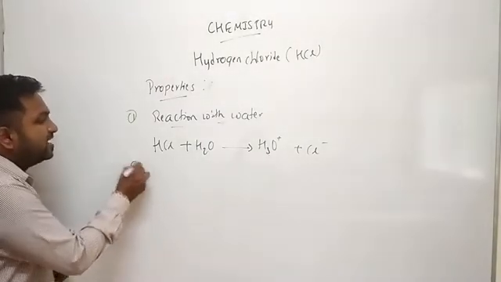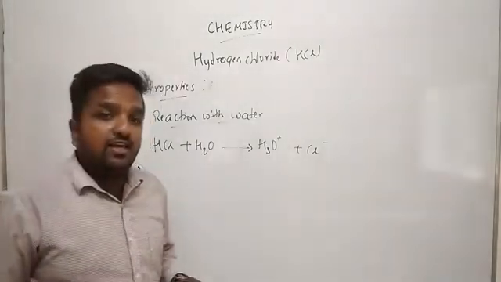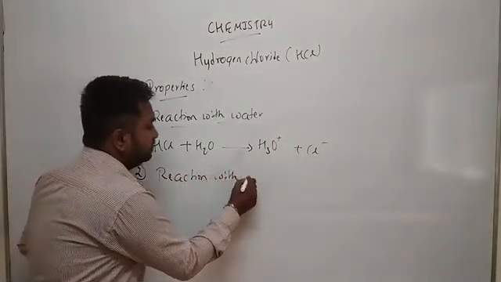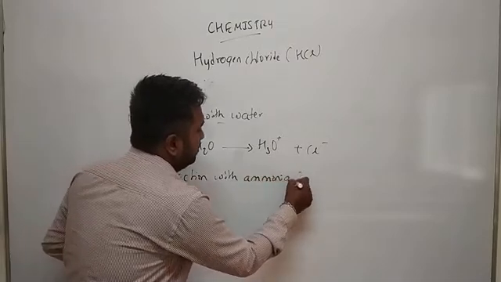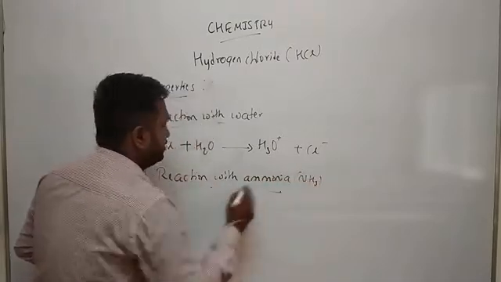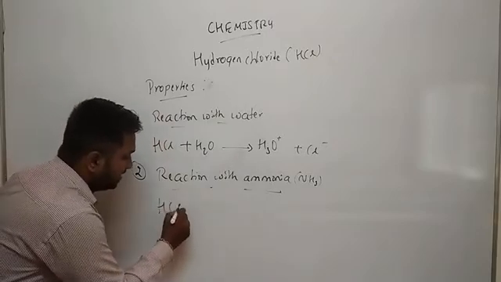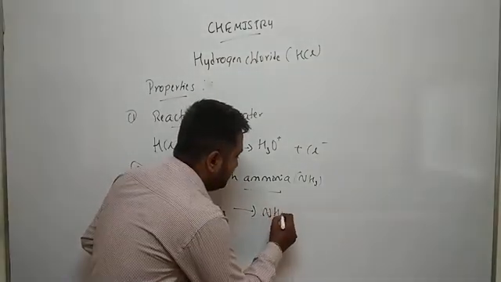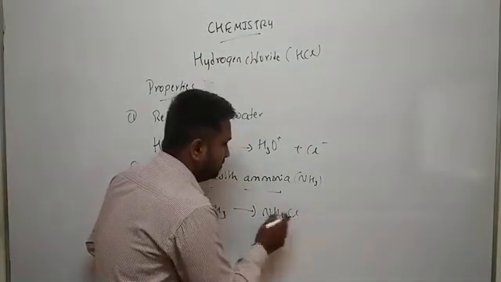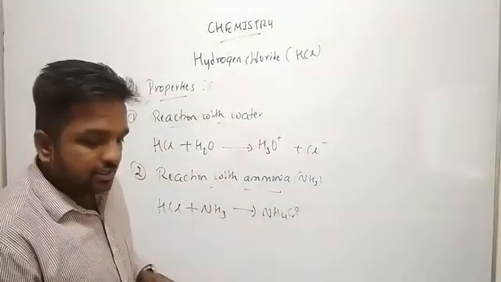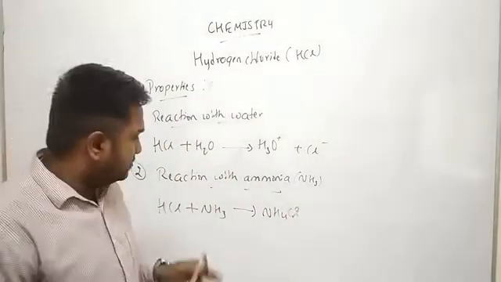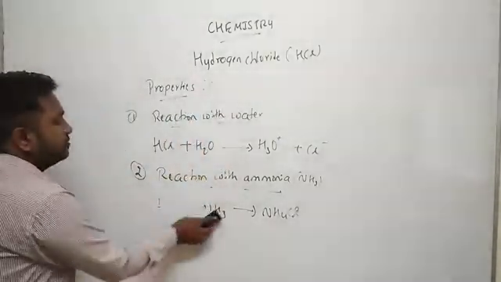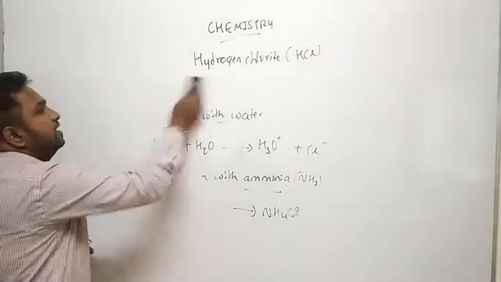Now let us look at the reaction of HCl with NH3, ammonia. Reaction with ammonia, NH3. What happens when HCl is treated with ammonia? It forms NH4Cl, ammonium chloride. Clear? So these are the two reactions with water and ammonia. Now let's go for the uses of hydrogen chloride.